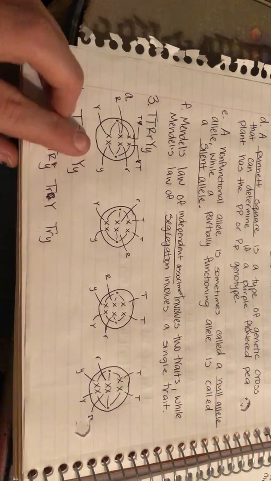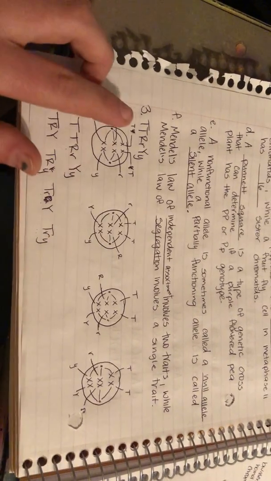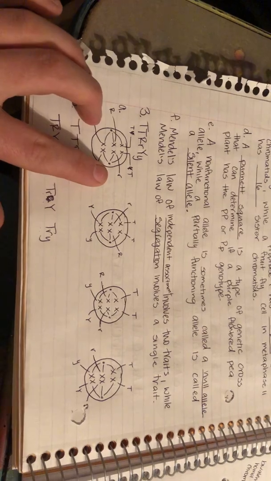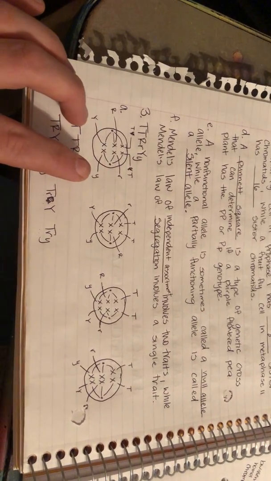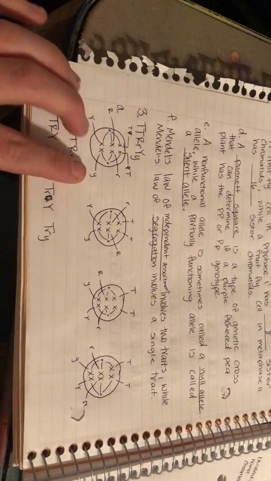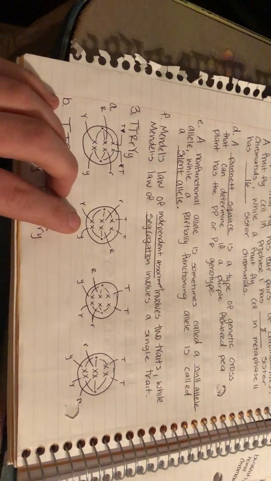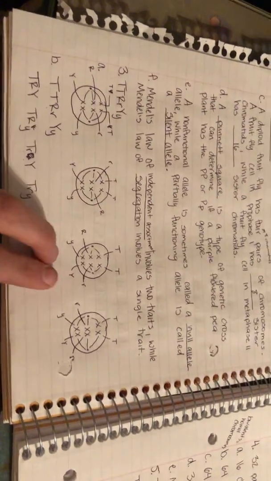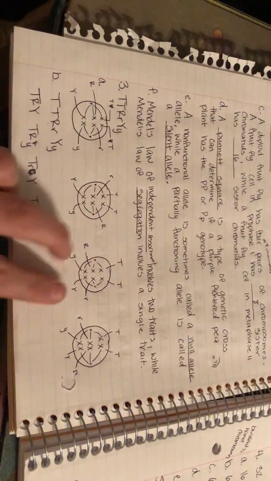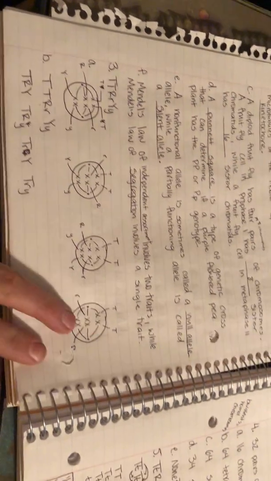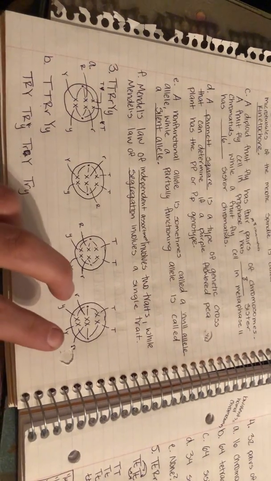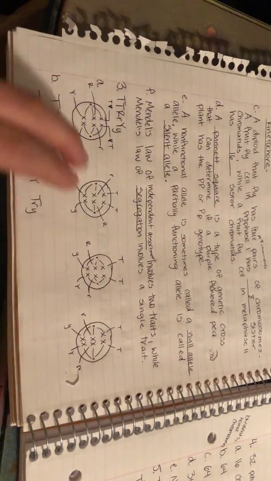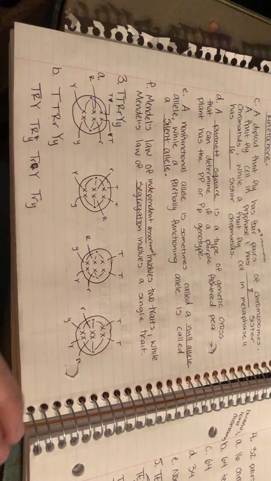Basically for the first one, the T's stay the same, both of the R's stay the same, and the Y's are the same. For the second one, the T's are the same, the R's are switched, and the Y's are the same. For the third one, the T's are the same, the R's are the same, but the Y's are switched. And for the last one, the T's are the same, the R's are switched, and the Y's are switched. So this shows all of the different possibilities.